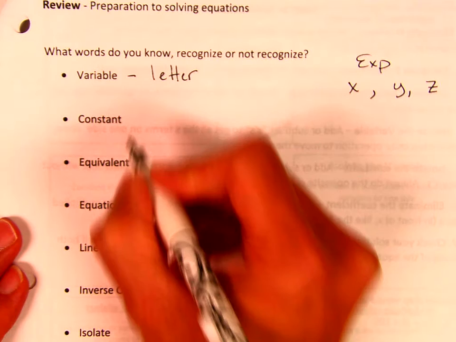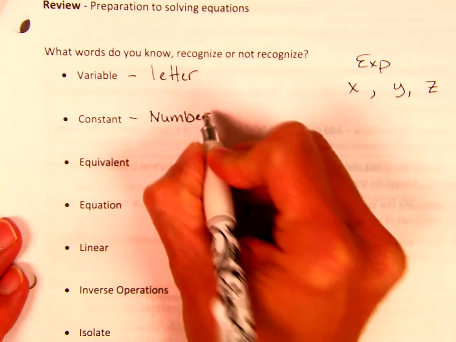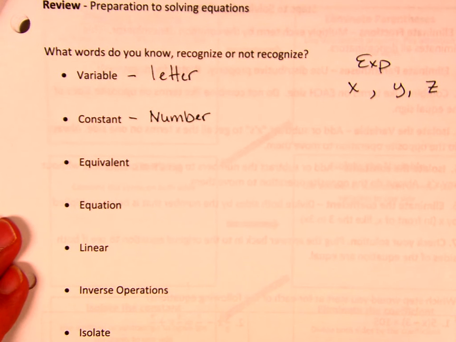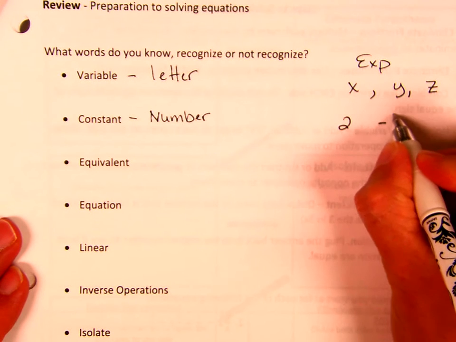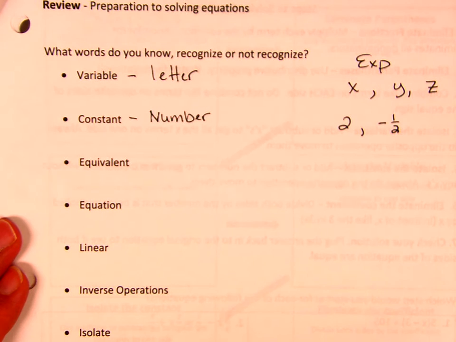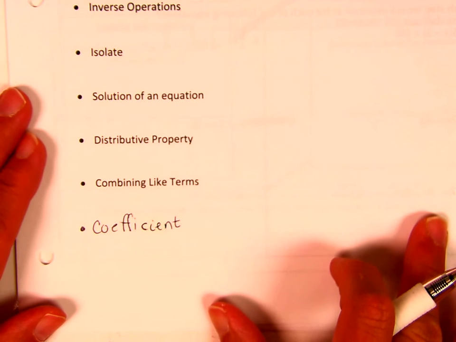A constant is a number. So if you just see the number 2 all by itself, or the number -1/2 all by itself, we're going to call those constants. If you see an x with them, then that's something different. That's the one I put way down here at the bottom, so we're going to talk about that.